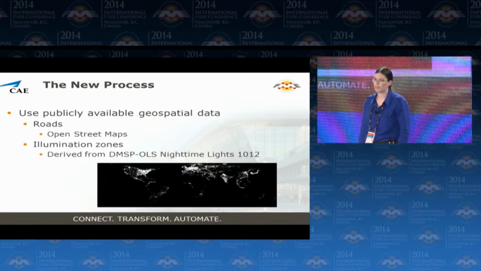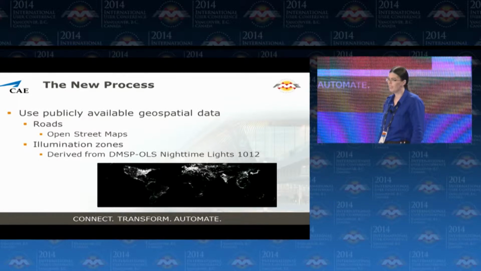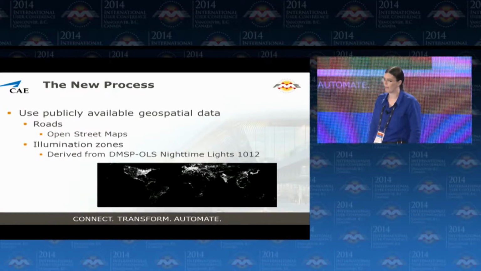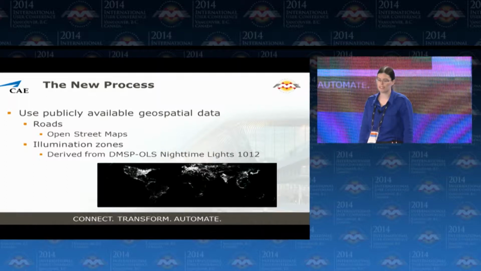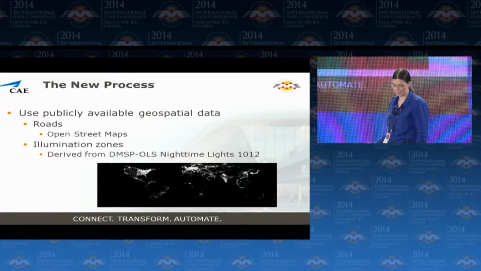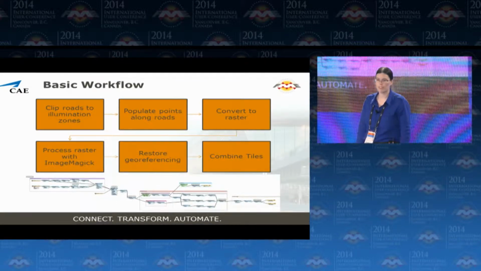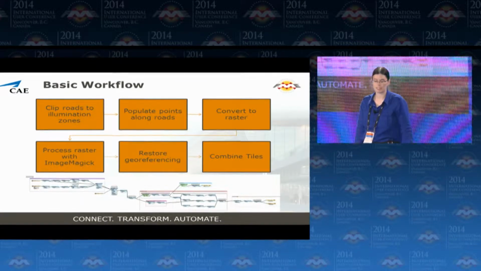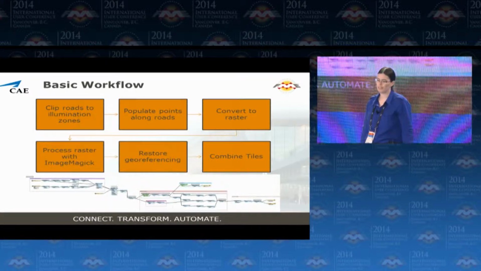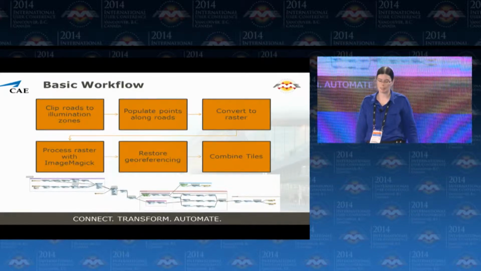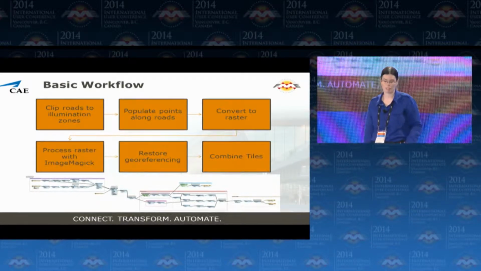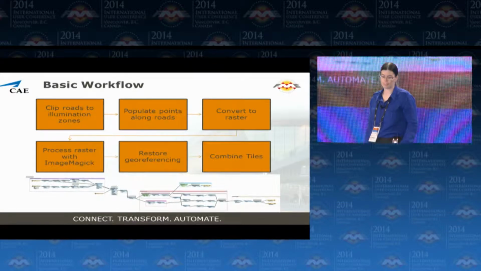The new process, we were to use publicly available data. So we went with OpenStreetMap for our roads, and our illumination zones, the areas where the roads were going to be illuminated, came from the stable nighttime lights from our good friends at NOAA. The basic workflow is to clip the roads to the illumination zones, populate points along the roads, convert those points to raster, do some raster processing in ImageMagick, restore the georeferencing, and then combine the tiles.